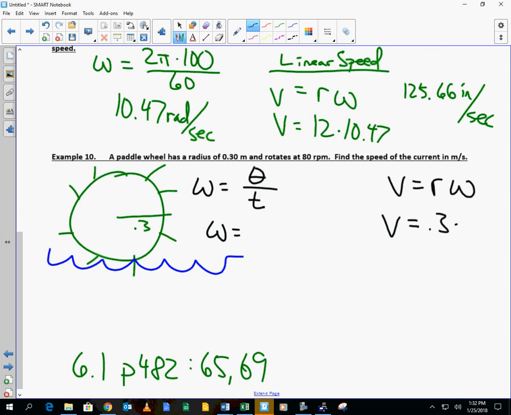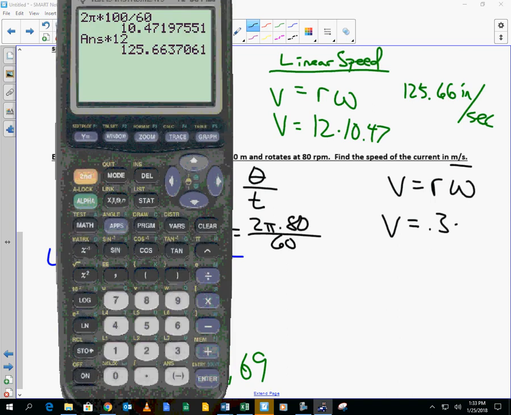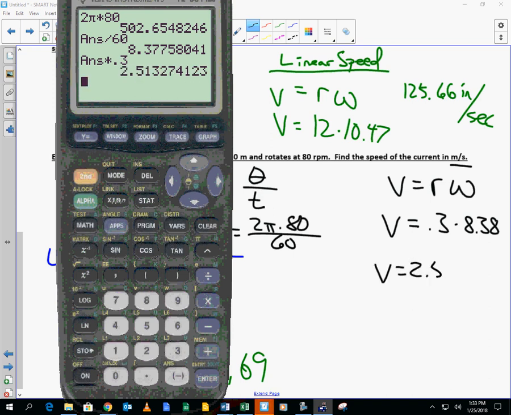One rotation is how much? 2 pi. How many rotations do I have? 80. And I divide by? It says it wants it in meters per second. So 60, because there's 60 seconds in a minute. 2 pi times 80 divided by 60, and I get 8.38. That's what omega is. I multiply it by 0.3, and I get velocity is equal to 2.51 what?